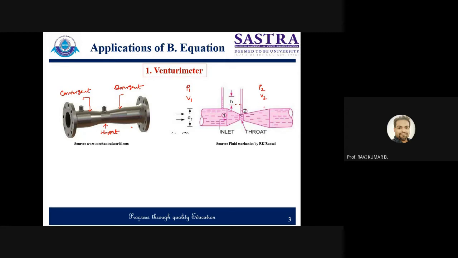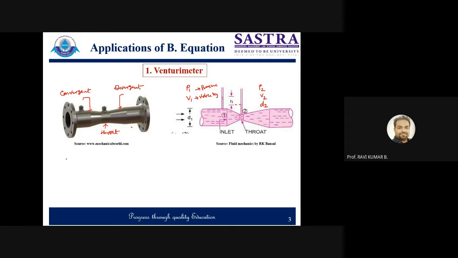The diameter is different here, so I will consider diameter 2. So inlet diameter is D1, exit diameter is D2, inlet pressure is P1, this is P2, and these are the velocities. So be clear about this: this is velocity and this is pressure. So I have written the corresponding terms there.